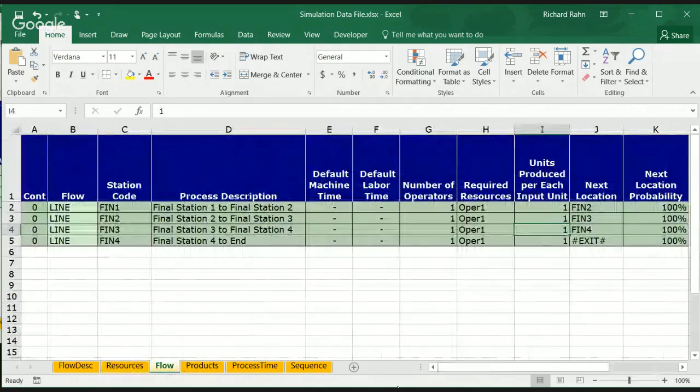Okay? Now, I take those resources I defined and I define the relationship or the flow, the routing, if you want to use that term. So on this particular worksheet, which is the 3rd one, I tell the system that we have a flow line, called line. And I have station final 1, which connects to final 2 over here. And there's a required resource, which is operator 1. Remember, I have 4 operator 1s. And then final 2 connects to final 3 connects to final 4 connects to pound exit pound.